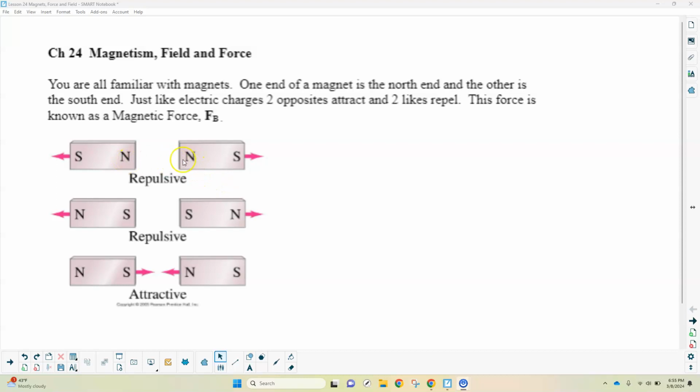If you have two similar or like poles, so a north end and a north end, or a south end and a south end, then those two magnets will exert a force on each other that tries to repel, or a repulsive force. And if you have opposite poles, like a north and a south end, they will attract. That's the basic idea of how magnetic force works between two bar magnets.